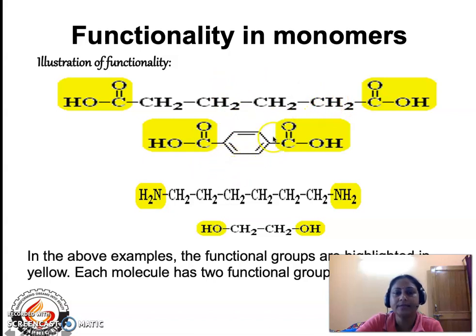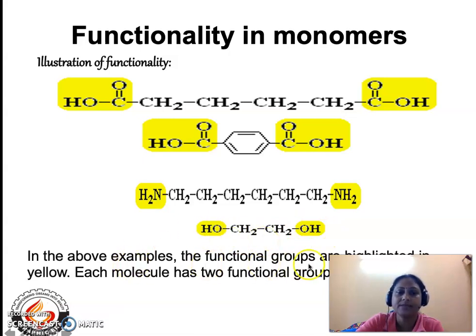In the second example, the benzene ring has 2 COOH groups at the para position, and this molecule will again behave as a monomer. In the third example, 2 NH2 groups are attached at the edge of the carbon atoms in this molecule. Here this behaves as a monomer. In the case of ethylene glycol, we find the presence of 2 OH groups. So all these are examples of monomers.